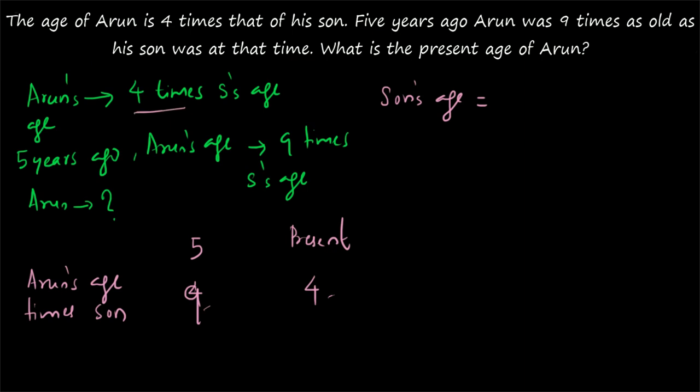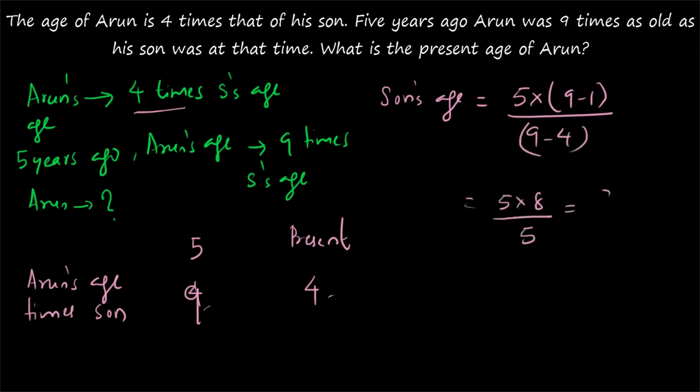So son's age will be equal to t into x minus 1 divided by x minus y. So 5 into 9 minus 1 divided by 9 minus 4. 9 minus 4 is equal to 5. So 5 into 8 divided by 5. So son's age will be equal to 8 years.